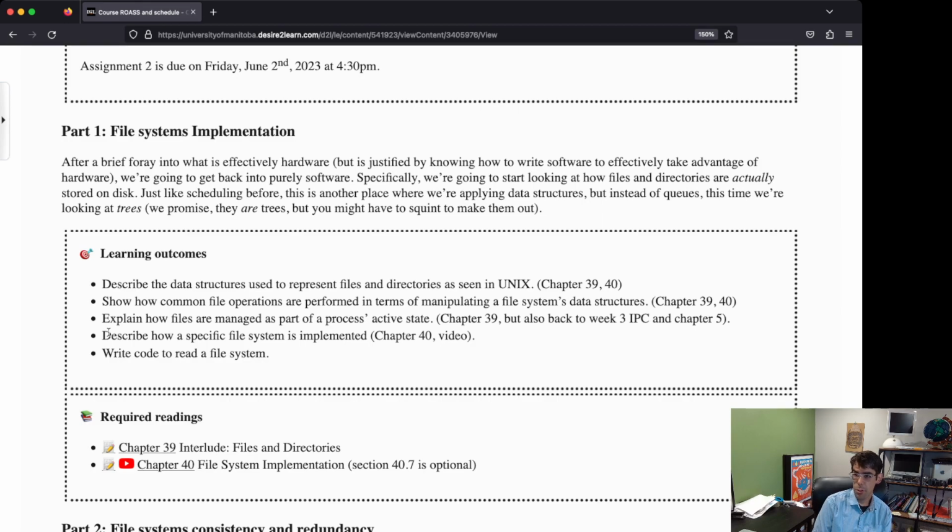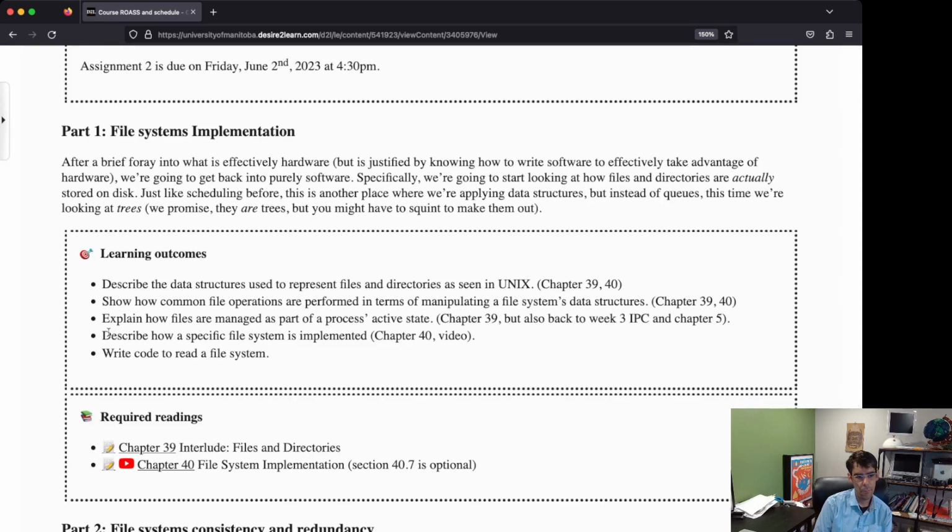This is something that you could expect to see on a final exam. This is probably going to be more of the form of tell me a little bit about how the file system is implemented and then do some assessment of the file system.